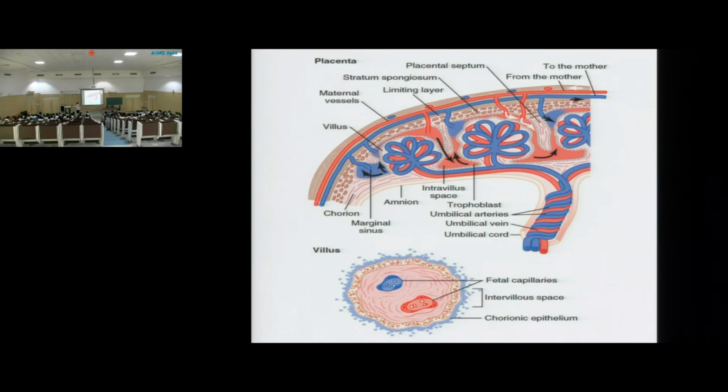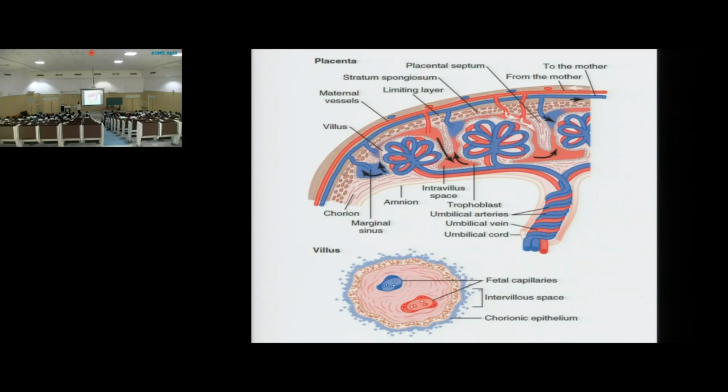Now if I talk about the fetal end, you can see that the cord comprises the umbilical vein and arteries. This umbilical vein, shown in red, and the two umbilical arteries, shown in blue. I hope you know that the deoxygenated blood is brought through the umbilical artery, and the oxygenated blood is carried back from the placenta towards the fetus through the umbilical vein.